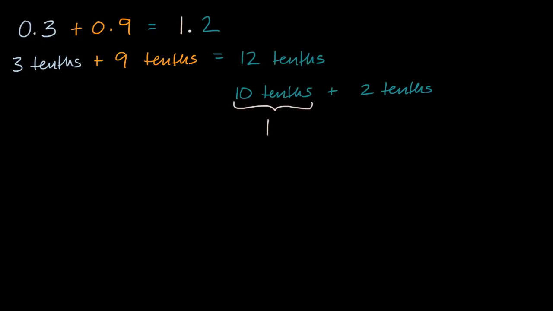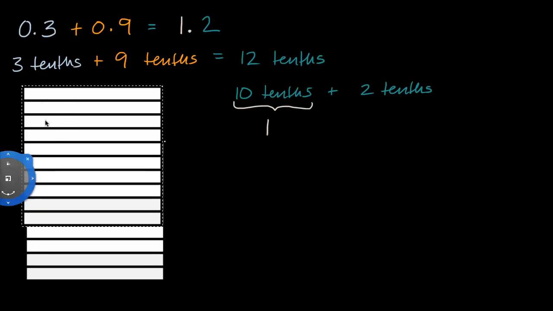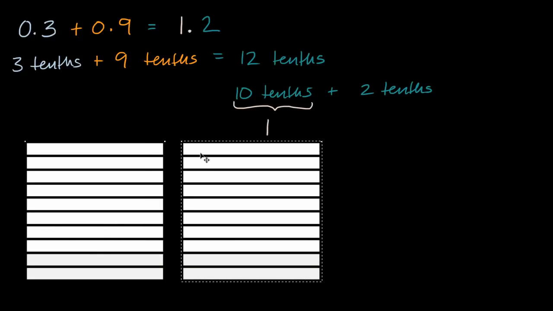Now, if we want to see that visually, let's get our diagram out again. So actually, I'm going to put 2 of these here. So 1, and then a second one. And we want to add, so let's start with the 3/10. So let me color these in really fast. So use that light blue color. So that is 1/10. This is 2/10. And this is 3/10. And then to that, we're going to add 9/10.